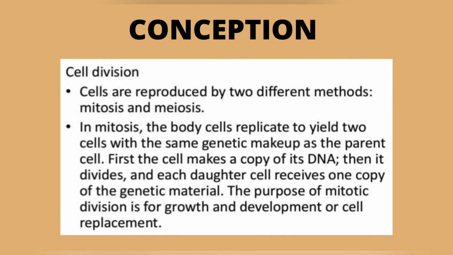Cell division. Cells are reproduced by two different methods, mitosis and meiosis. In mitosis, the body cells replicate to yield two cells with the same genetic makeup as the parent cell. First, the cell makes a copy of its DNA, then it divides, and each daughter cell receives one copy of the genetic material. The purpose of mitotic division is for growth and development or cell replacement.